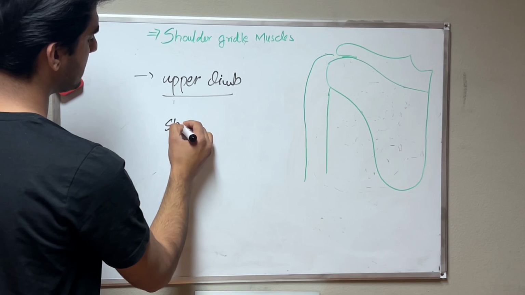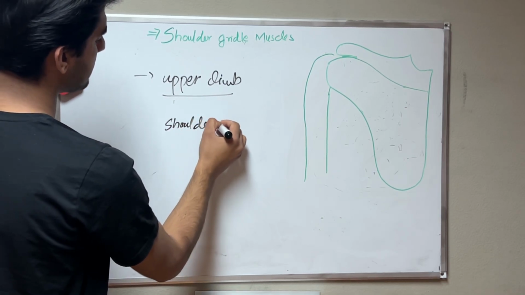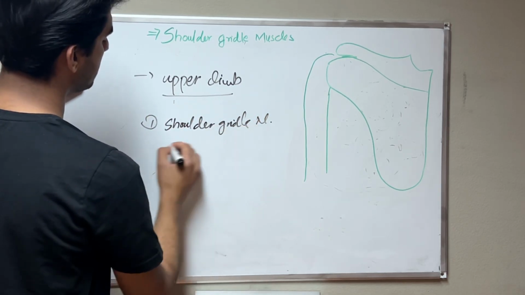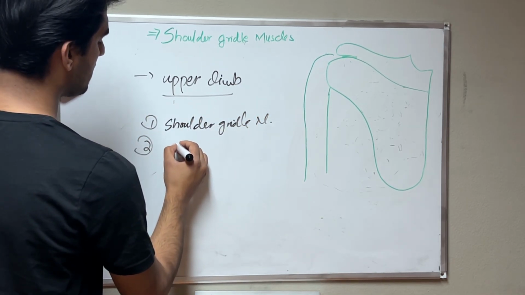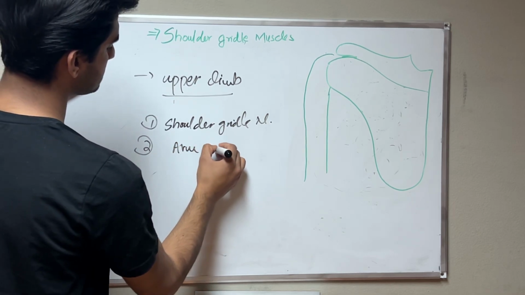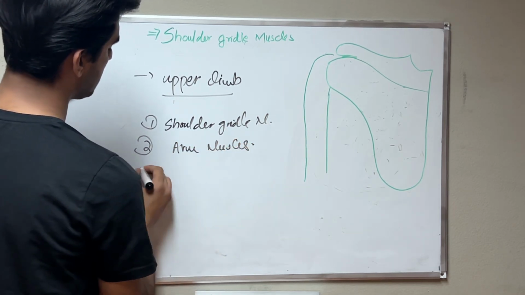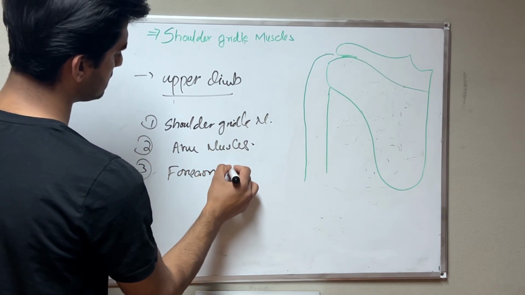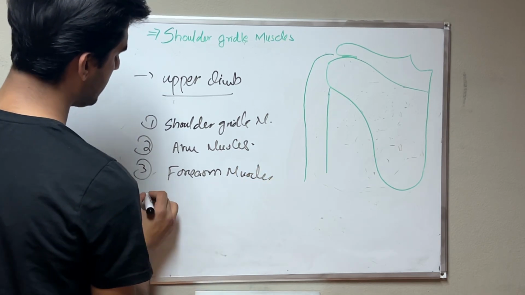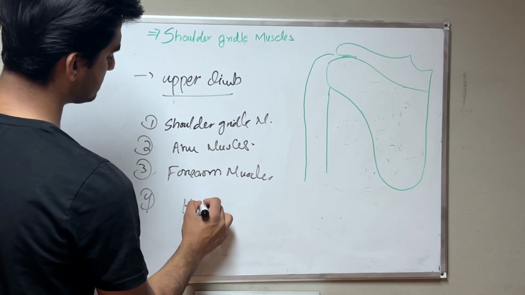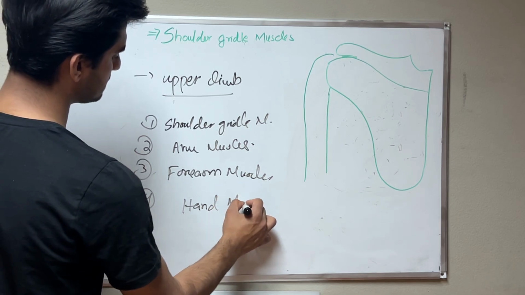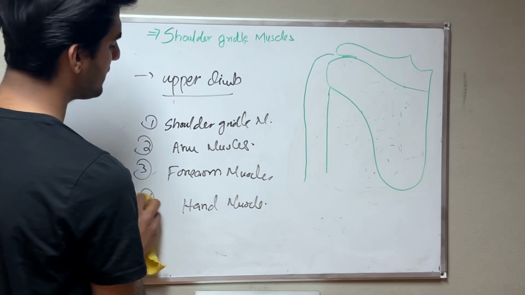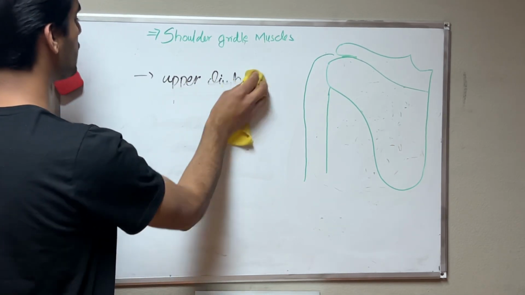First we have the shoulder girdle muscles, second we have the arm muscles, third we have the forearm muscles, and fourth we have the hand muscles. Okay, today we will first discuss the shoulder girdle muscles of the upper limb.